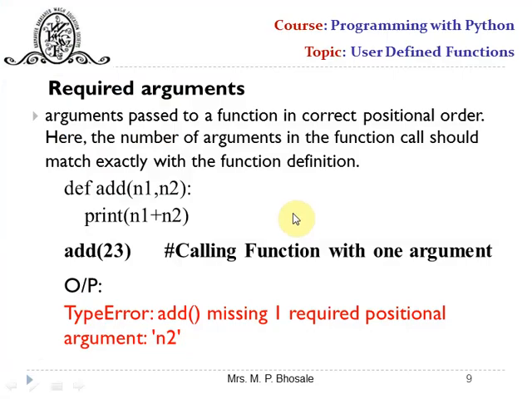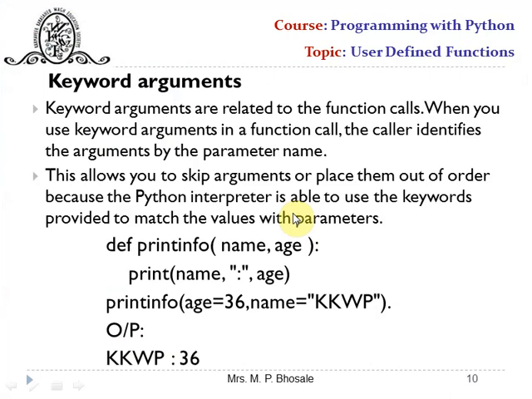Now the next is keyword arguments. Keyword arguments means while passing the argument you can use the name of the parameters. That means when you use a keyword argument in a function call, the caller identifies the arguments by the parameter name. So there you can change the sequence of parameters, and this allows you to skip arguments or place them out of order, because the Python interpreter is able to use the keywords provided to match the values with the parameters. Let us try this.